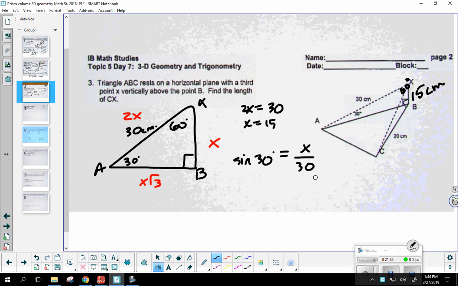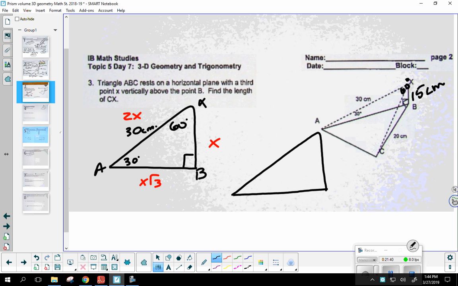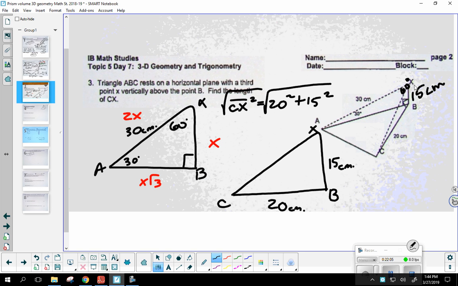So now he's on triangle CXB. Okay, so let me draw this one right here. CXB. Well, he found the height to be 15 from the previous one. We know that this is 20 centimeters right here. And then in order to find CX, he just used the Pythagorean theorem. So CX squared is equal to 20 squared plus 15 squared. Take the square root. And then that ultimately gave him the 25 centimeters that we were looking for.